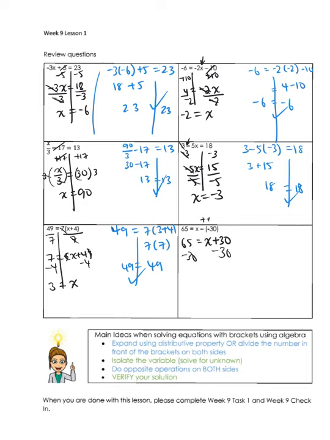Take away 30, 35 is equal to x. Okay, so let's try it over here using verification. 35 minus negative 30, 35 plus 30 becomes 65, and that's equal to 65. So that is good.